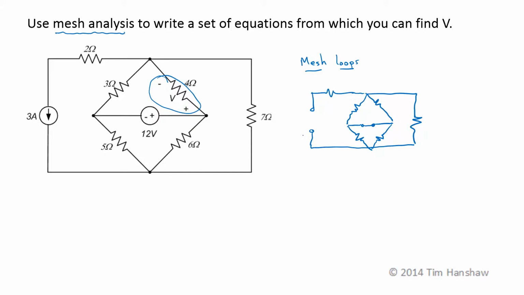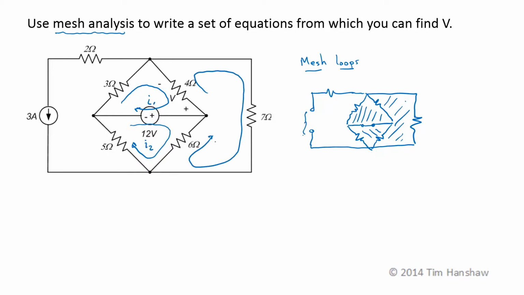Then determine any resulting enclosed non-overlapping areas. So I have one up here, one down here, and one over here. The current source here keeps this side from being enclosed. So now I'll define my mesh loops. I'll put I1 up here, I'll put I2 down here, and I3 will go around this rightmost area.